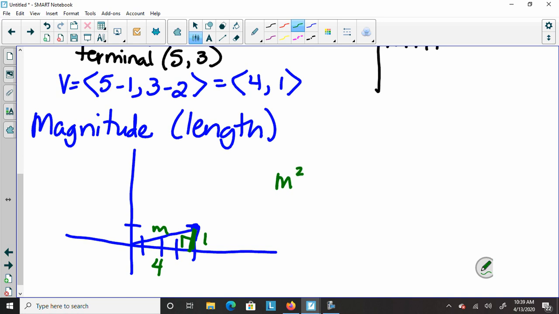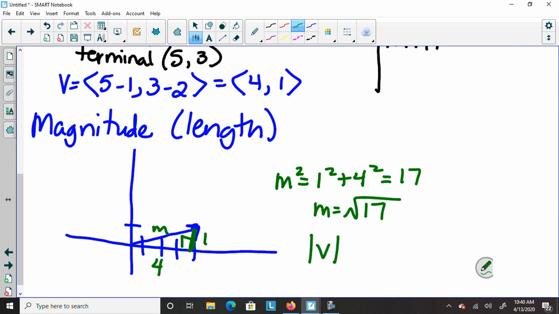So magnitude squared is equal to 1 squared plus 4 squared, which is 17. So our magnitude is the square root of 17. I'm using m here, but most of the time for magnitude, it looks like they have absolute value bars around whatever vector this was. So this was vector v. So another way to say magnitude is this. So the magnitude of v is the square root of 17.